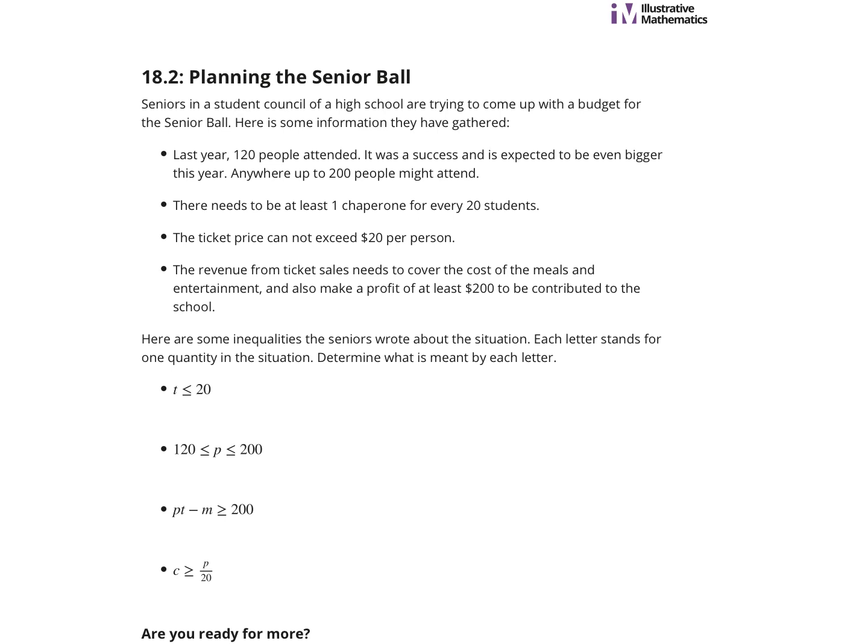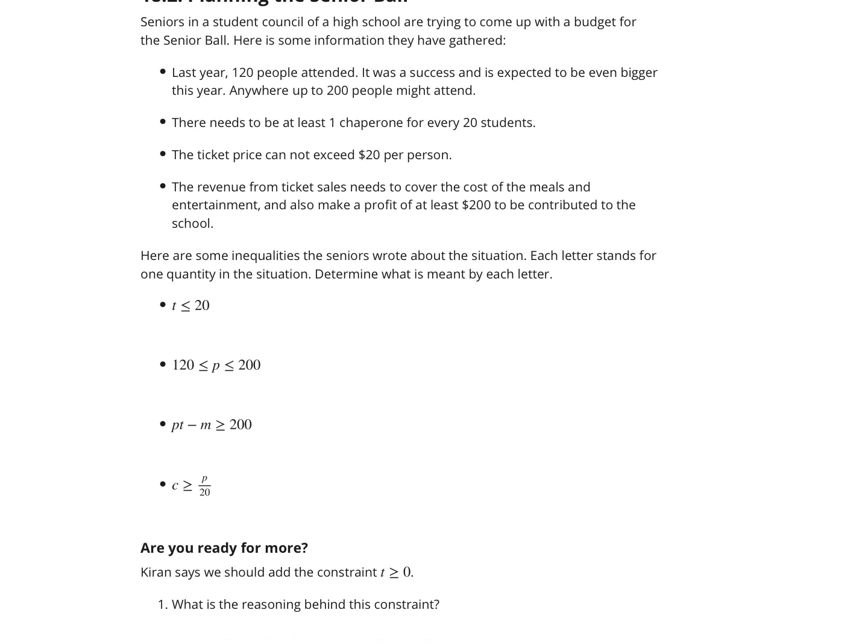Here are some inequalities the seniors wrote about the situation. Each letter stands for one quantity in the situation. Determine what is meant by each letter. So your 4 inequalities are t is less than or equal to 20. 120 is less than or equal to p, which is less than or equal to 200. pt minus m is greater than or equal to 200. And c is greater than or equal to p over 20. Go ahead, pause the video, and tell me what p, t, m, and c all represent.